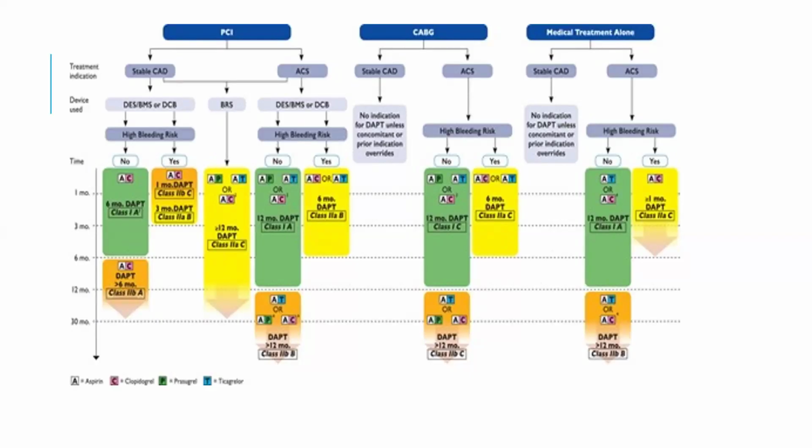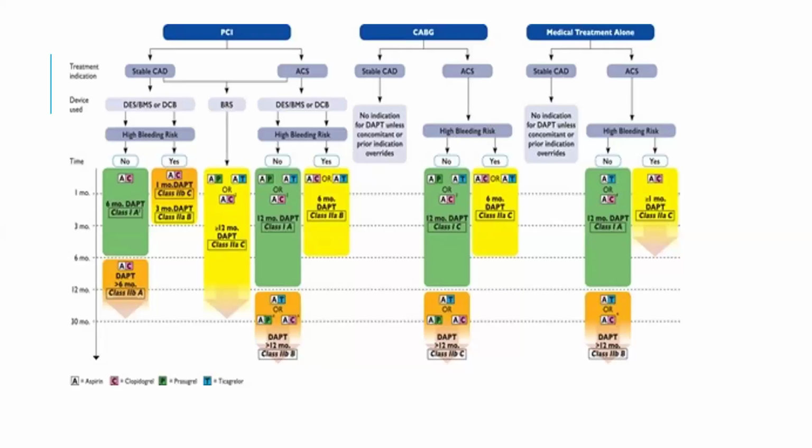For those with stable coronary artery disease who have had a stent, a drug-eluting stent or a bare metal stent, if there is a high bleeding risk, you can do two antiplatelets for just 3 months. That's a class 2B recommendation. Whereas if there's no high bleeding risk, you can do two antiplatelets for the first 6 months, which can be extended after the first 6 months. So the first 6 months is a class 1A.